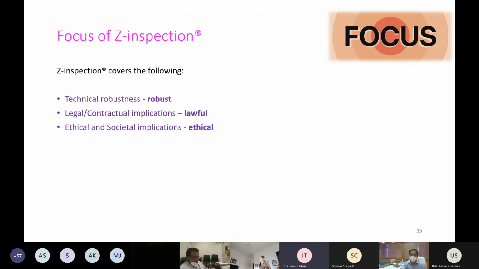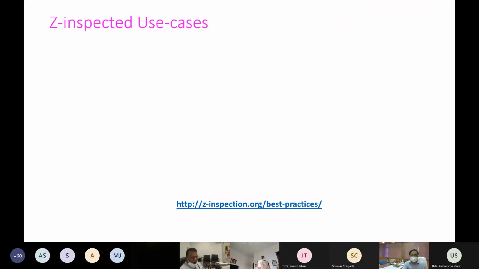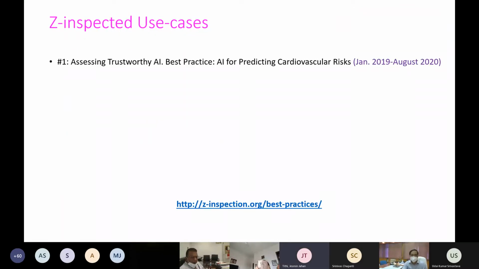The inspection focuses on technical robustness, legal and contractual implications, as well as ethical and societal implications of the AI involved. Now, note that illegal and unethical are not the same thing. Also, legal and ethics depend on the context. So far, we have assessed 4 use cases, and these are all real-world use cases.